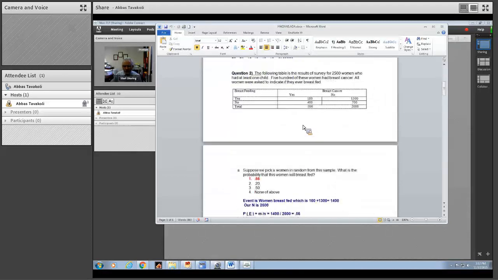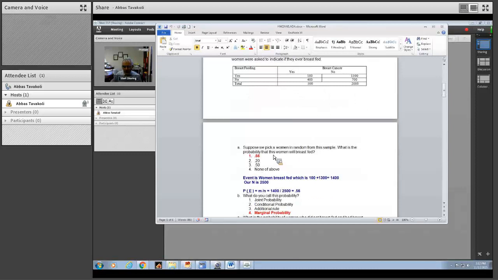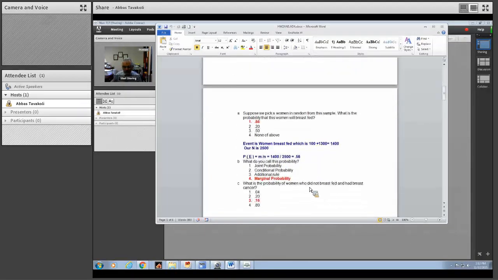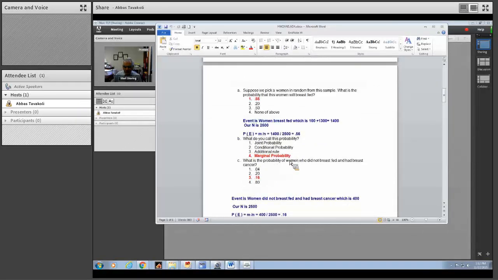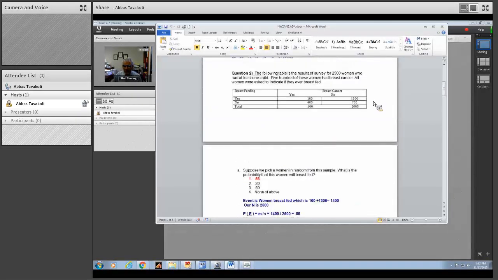For the second problem, for breastfeeding and breast cancer, suppose we pick a woman at random from this sample. What is the probability that this woman will breastfeed? So you're looking at total breastfeed, which is your event, and that is 1400, 100 plus 1300, 1400, and you divide by the total sample, 2500, which is 0.56, the correct answer. What do we call this probability? We call it marginal probability because you're looking at the total for the row here.